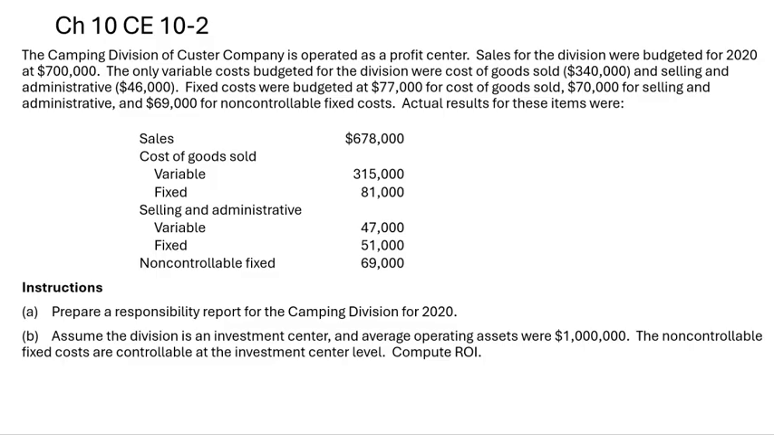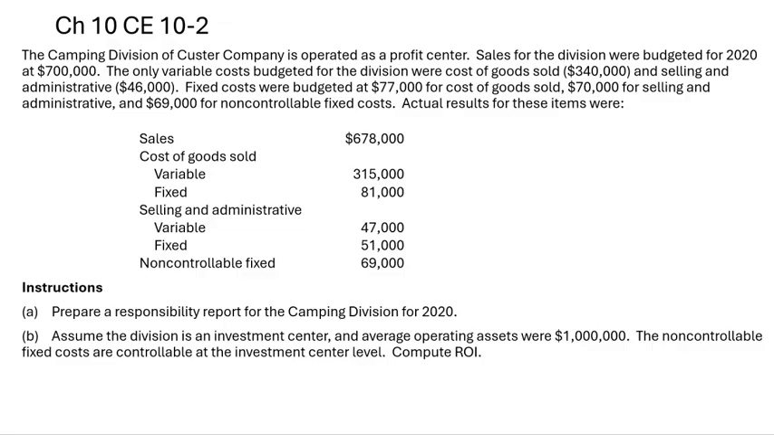Problem 2, the camping division of Custer Company is operated as a profit center. Sales for the division were budgeted for 2020 at $700,000. The only variable costs budgeted for the division were cost of goods sold, $340,000, and selling and administrative, $46,000. Fixed costs were budgeted at $77,000 for cost of goods sold and $70,000 for selling and administrative, and $69,000 for non-controllable fixed costs.